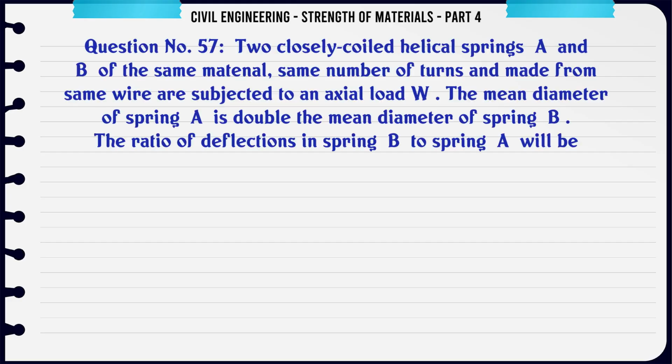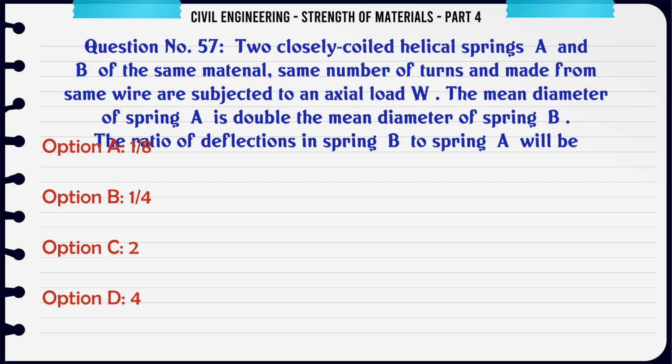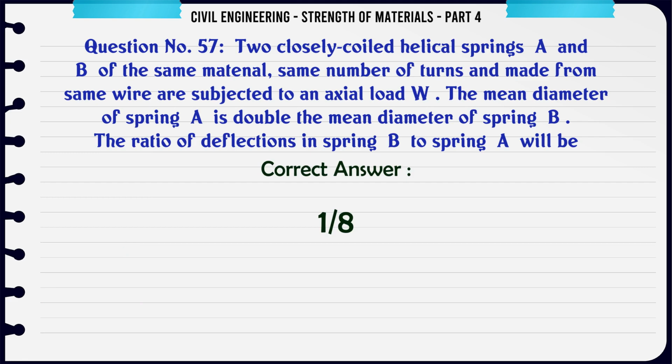Two closely coiled helical springs A and B of the same material, same number of turns and made from same wire are subjected to an axial load W. The mean diameter of spring A is double the mean diameter of spring B. The ratio of deflections in spring B to spring A will be A. 1:8, B. 1:4, C. 2, D. 4. The correct answer is 1:8.